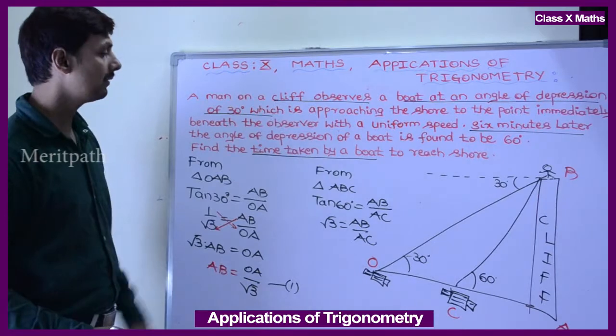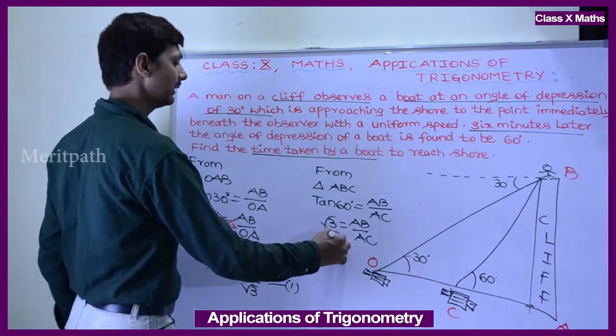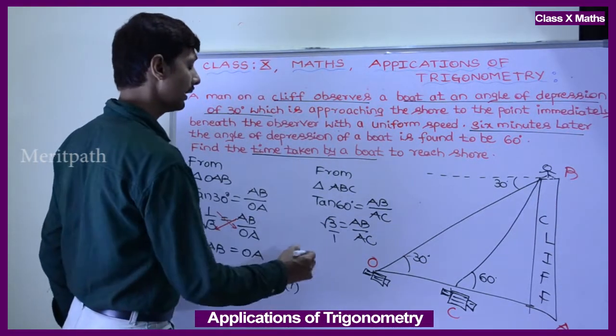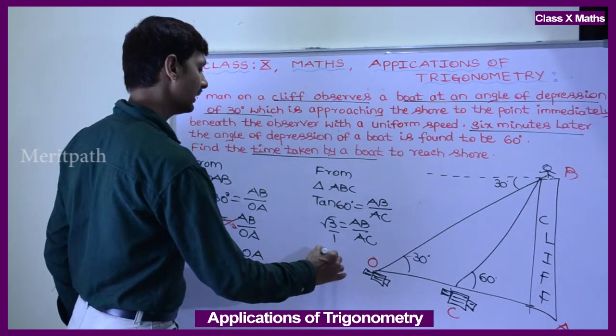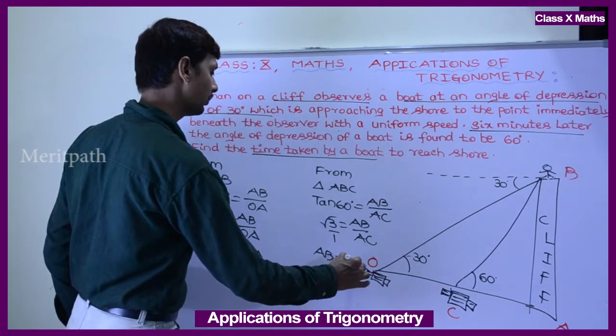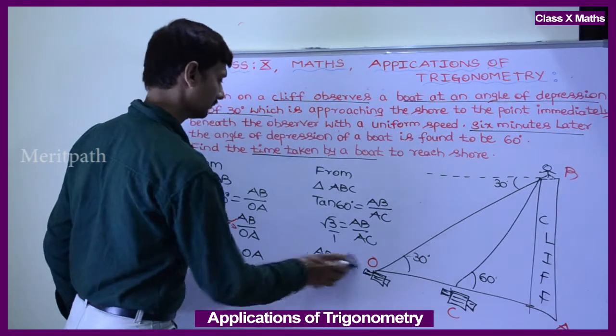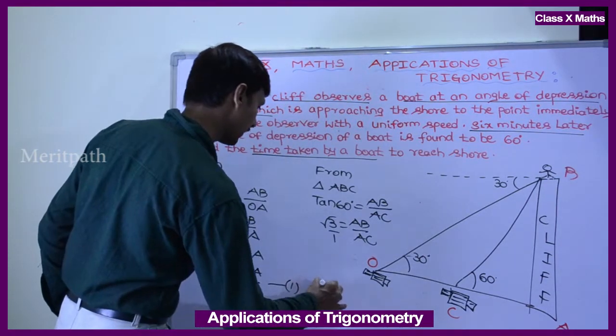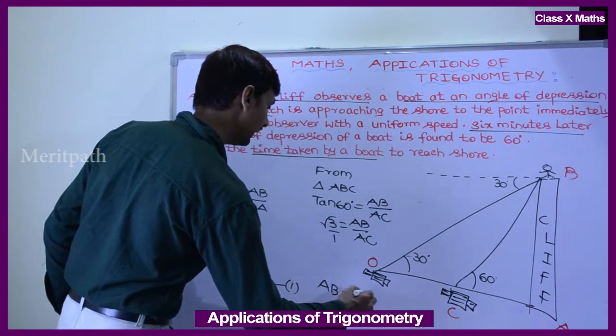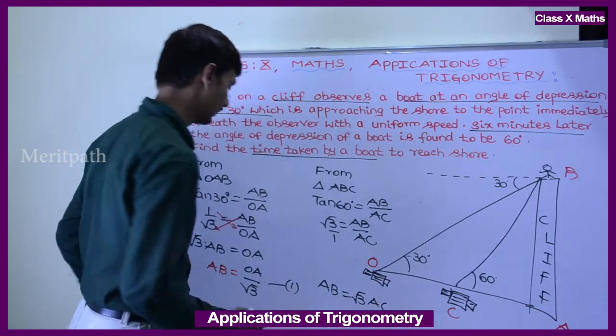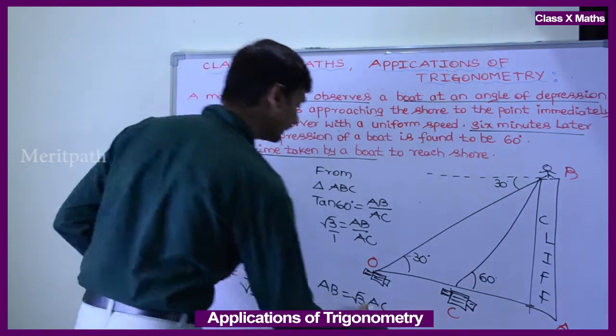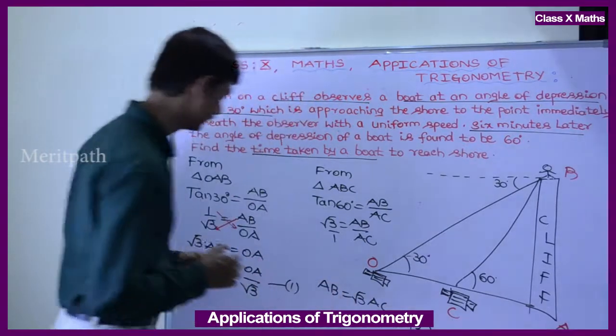Let us find the value of AB. Taking root 3 as root 3 by 1 and doing the cross multiplication, AB is equal to root 3 into AC. Let us take this as the second equation.